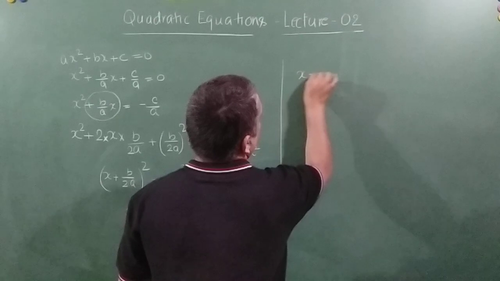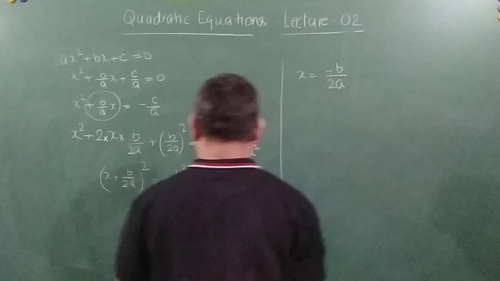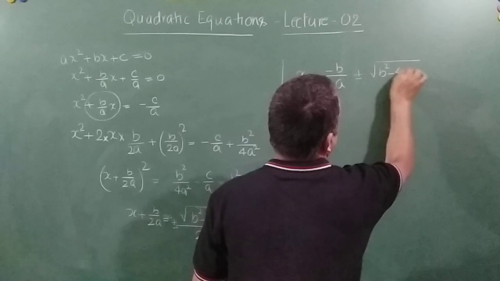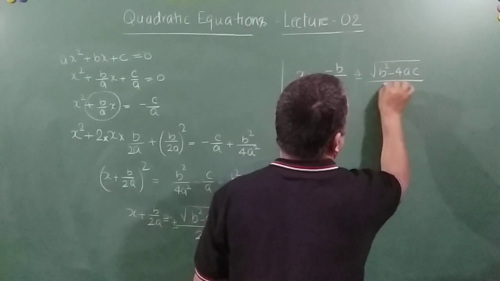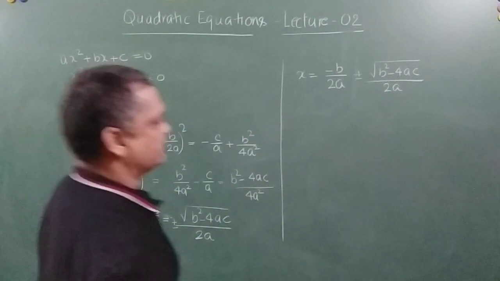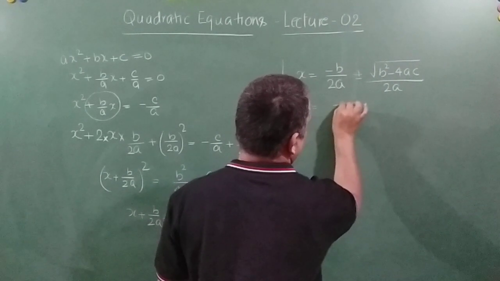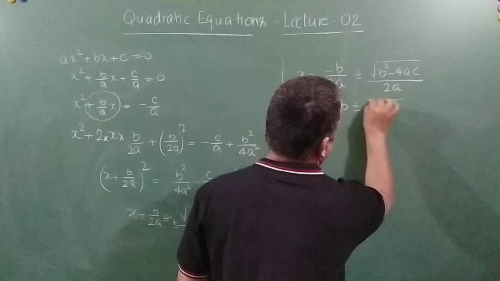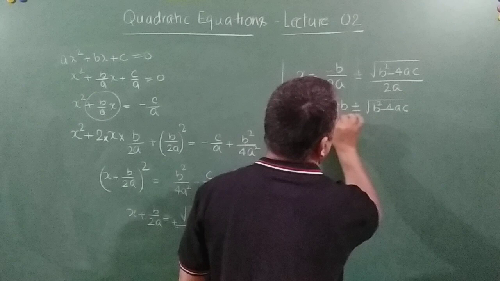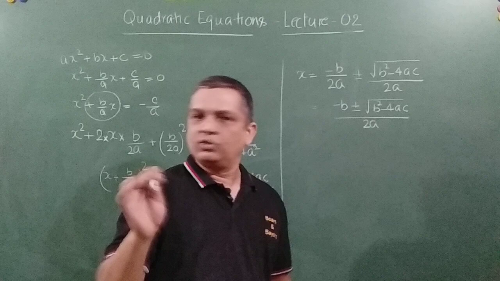So x is equal to, this term will go this side, this becomes minus b by 2a, right? Plus or minus square root of b square minus 4ac divided by 2a. You are getting it, my friends? What I have done? I have taken it on the other side. Now, which can also be represented as, taking 2a as LCM, minus b plus or minus square root of b square minus 4ac divided by 2a. Right? So that means x has got two values, my friend.